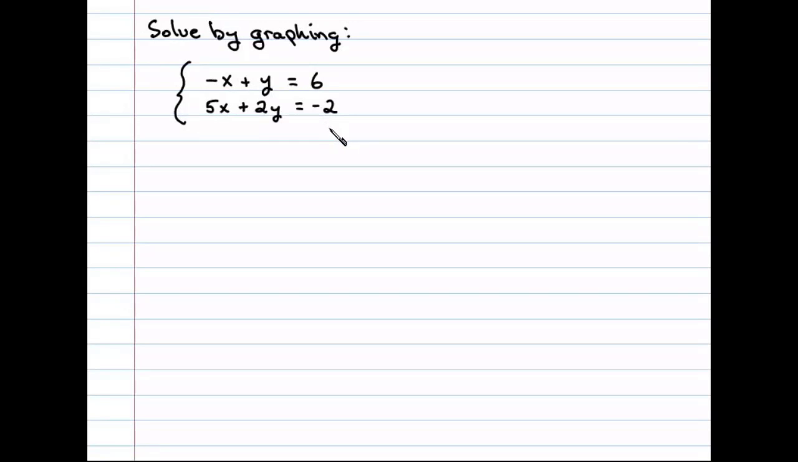Here we're asked to solve a linear system by graphing. We'll begin by finding an equivalent system where the two lines are written in slope-intercept form.